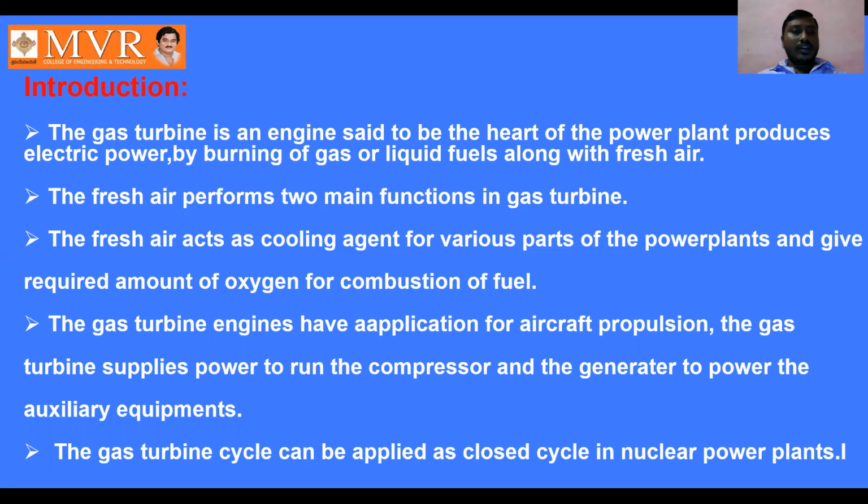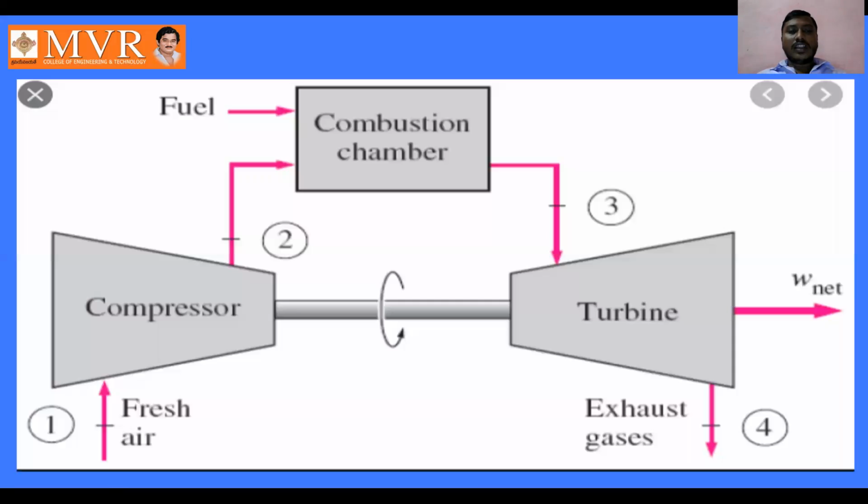Hence, as we are getting the oxygen, we are going to make the combustion complete. See here, the gas turbine engine has application for aircraft propulsion. The gas turbine supplies power to run the compressor and the generator to power the auxiliary equipment.